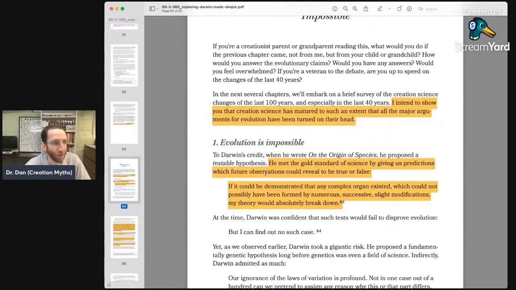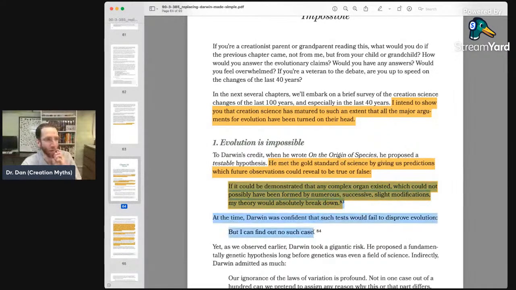Charles Darwin, 1859. If it could be demonstrated that any complex organ existed, that could not be formed by numerous successive slight modifications, my theory would break down. But I can find no such case. At least he included that I can find no such case, because most creationists omit that when they use this quote mine.